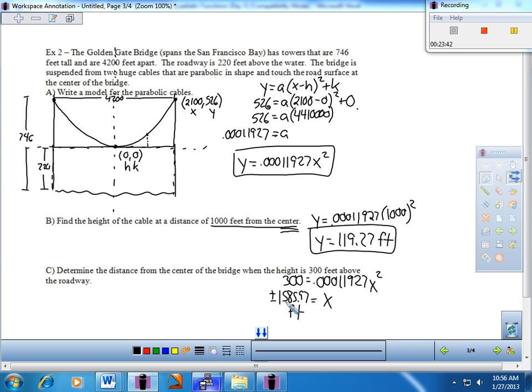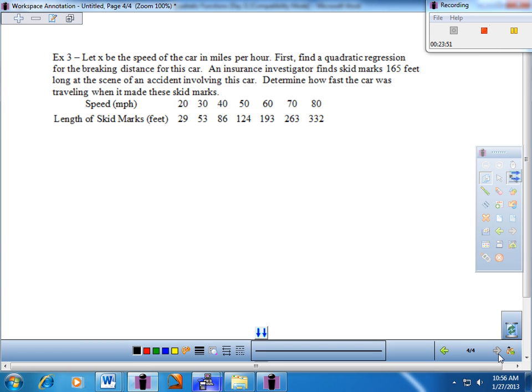Wow, wonderful. So we've done one in standard form. We've done one in completed square form. Looks great, really does. Let's do one more calculator problem. So here we go, example 3. Let x be the speed of the car in miles per hour. First, find a quadratic regression for the braking distance for this car.